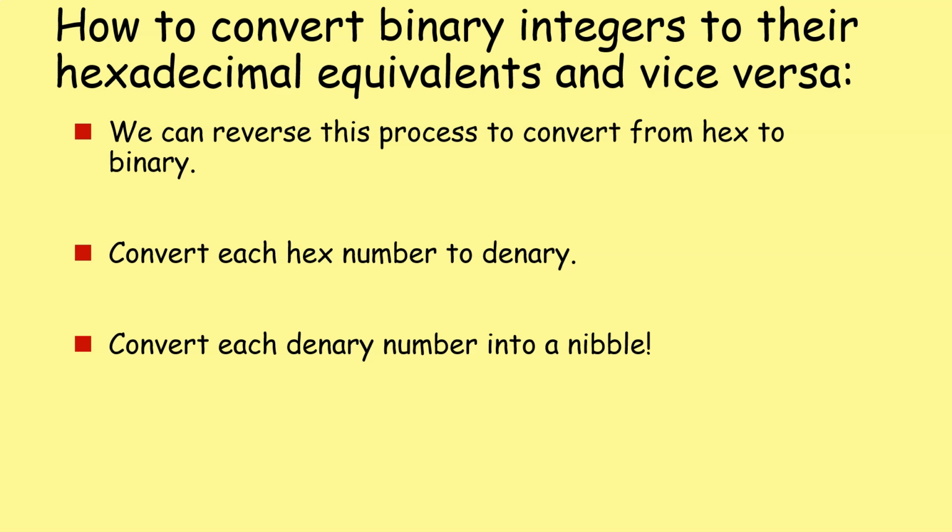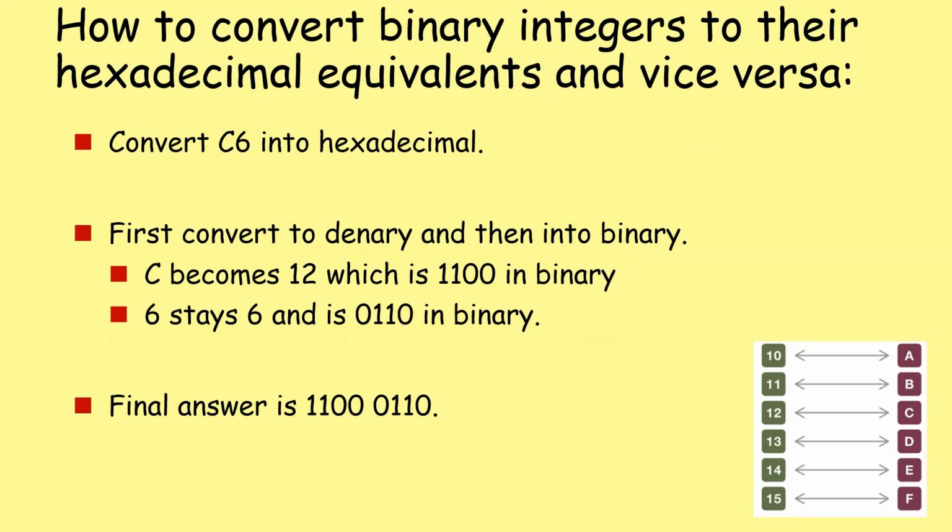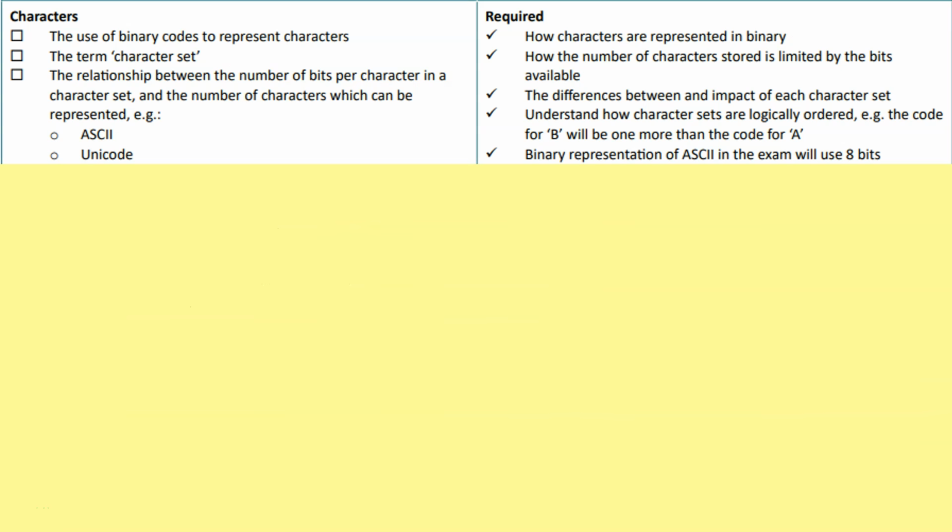We can reverse this process to convert from hex to binary. Convert each hex number to denary, convert each denary number into a nibble. So we're going to convert C6 into binary. Well, C is 12. What is 12 in binary? Well, that's going to be an 8 and a 4, so 1100. 6 stays as 6. 6 in binary is 0110. So our final answer, if we put that together, is 11000110. That's C6 in binary.